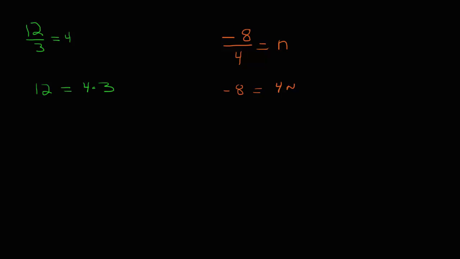And as we learned in our multiplication video for signed numbers, if the result of my multiplication is negative, one of these factors has to be positive and the other one has to be negative. Well, since 4 is positive, n has to be negative, and n must be equal to negative 2. So if I have a negative divided by a positive, the result will be a negative.